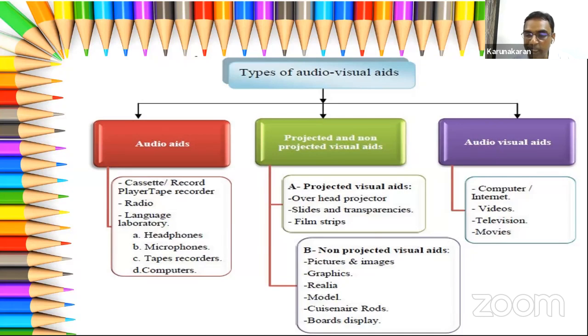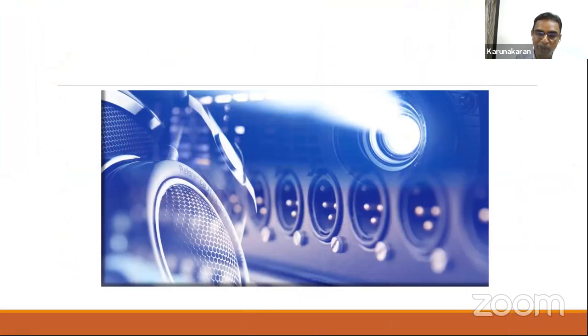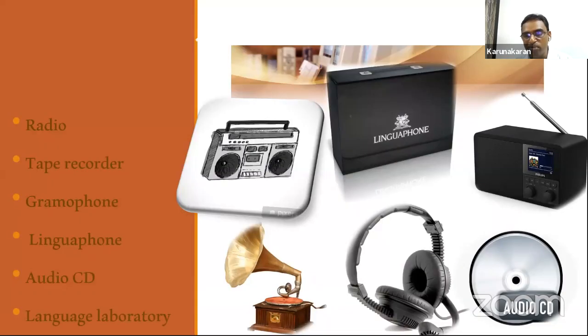And for audiovisual aids, nowadays the very popular and familiar ones are the computer, videos, television, movies. These are the types of audiovisual aids. Right. See the audio examples: the radio, tape recorder, gramophone, linguaphone, audio CD, language laboratory. See these, what can we teach as far as the English language is concerned?